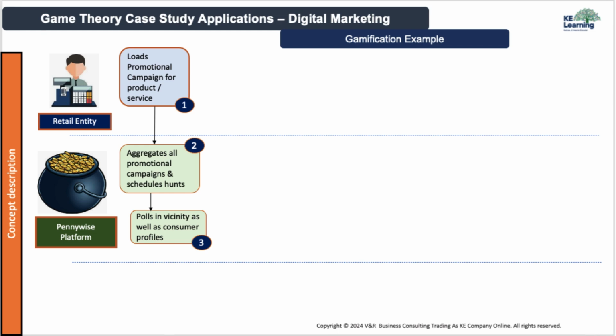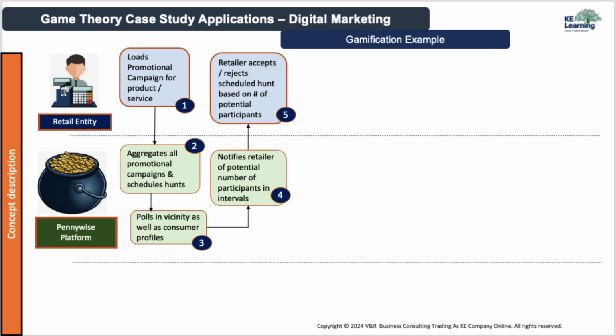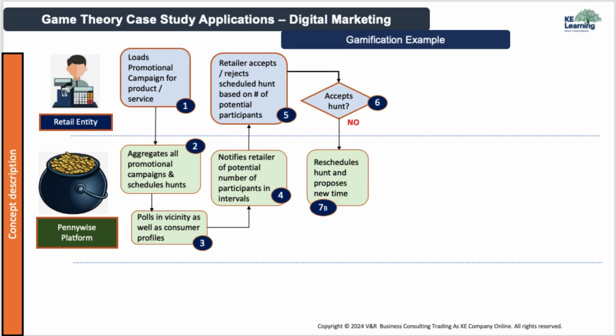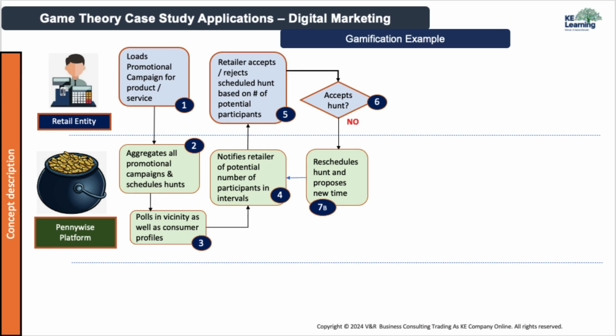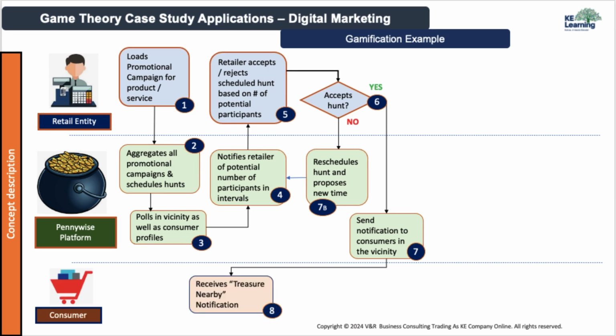The platform then polls consumers who are potential players in the various vicinities based on the consumer's proximity to the vicinity and gives an indication to each retailer who has loaded a campaign about the likely number of potential participants should the campaign go ahead. Based on this number, the retailer could choose to either go ahead with the campaign or reschedule for another time. Should the retailer choose to go ahead with the campaign, a notification is sent to all potential participants that a game is about to start and they choose to either accept or decline to play.